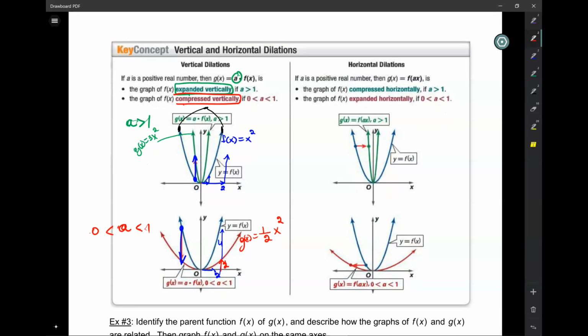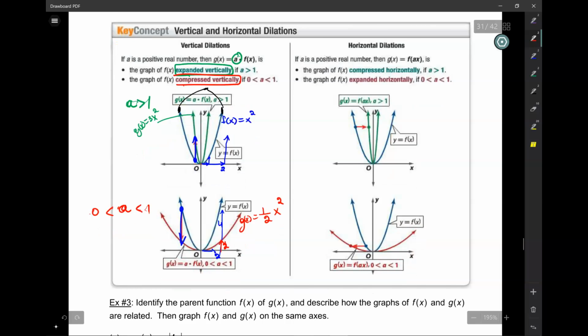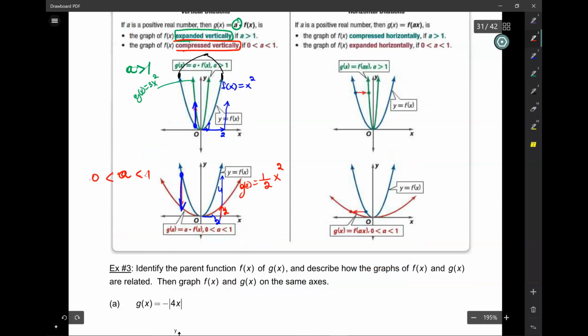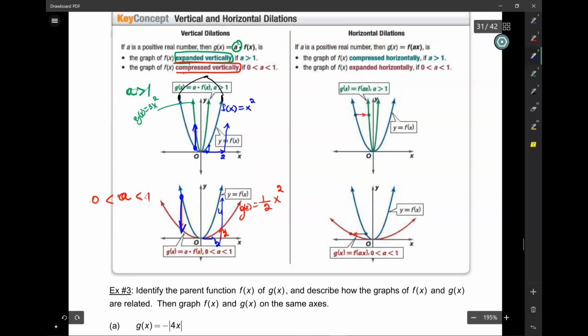Now, horizontal dilations. Horizontal dilations are when you now either compress horizontally, you either squish the parabola or you expand it like this. Okay? So, how that works is, this one is a little more difficult to visualize. What's the difference between expanding vertically and horizontally? That's what I'm going to talk about right now.